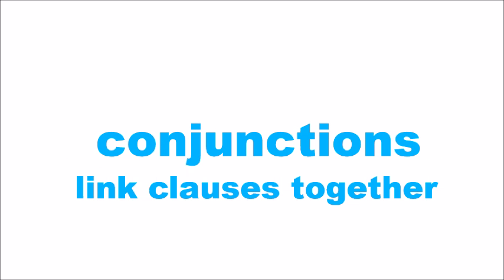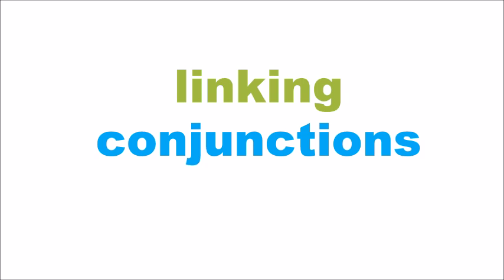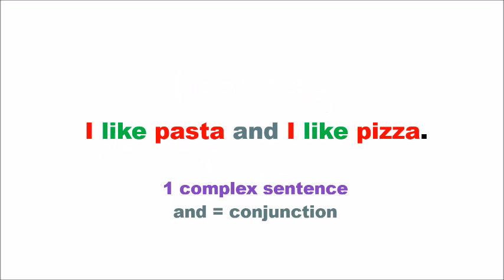Let's have a look at this idea of conjunctions, words that link clauses together. There are two different types of conjunctions that we commonly see in language. We call these types of conjunctions linking conjunctions and binding conjunctions. And there are differences between each type, which we're going to explain in today's video. Looking at our previous sentence, I like pasta and I like pizza, we can see that we have two clauses that are linked together by one conjunction, which in this case is the word and. We would call this type of conjunction a linking conjunction, because it links together two independent pieces of information.